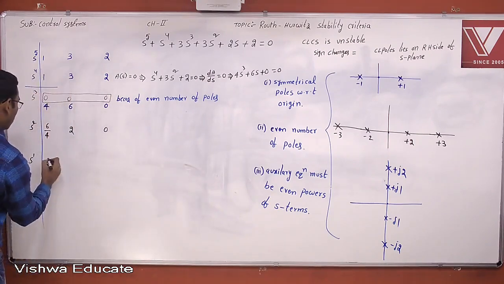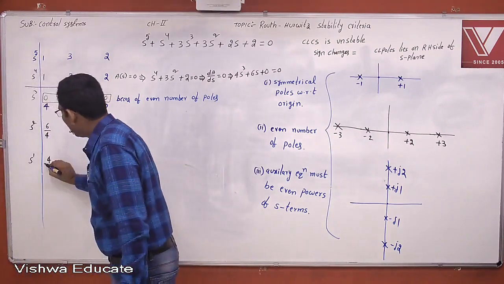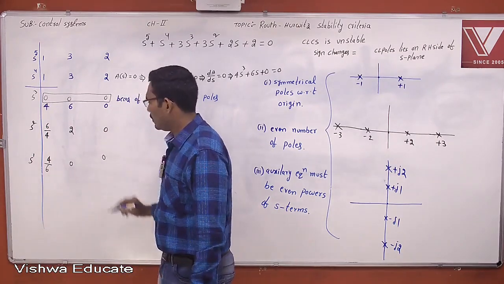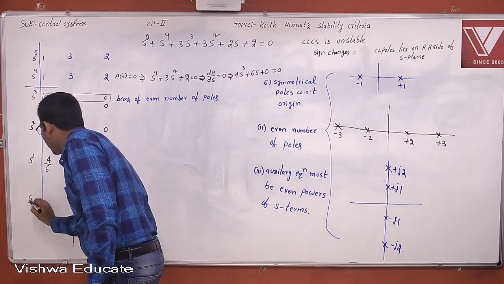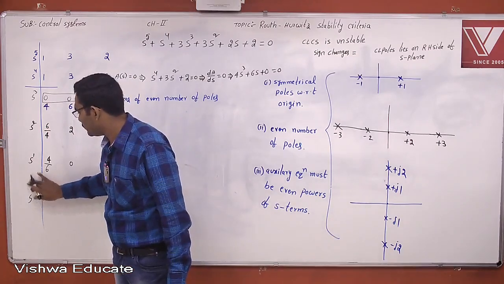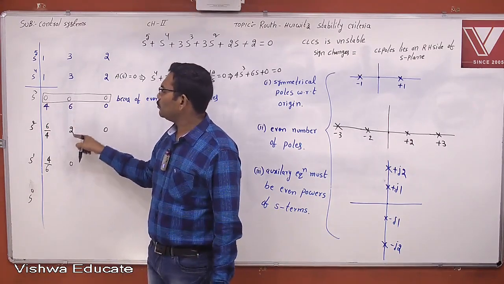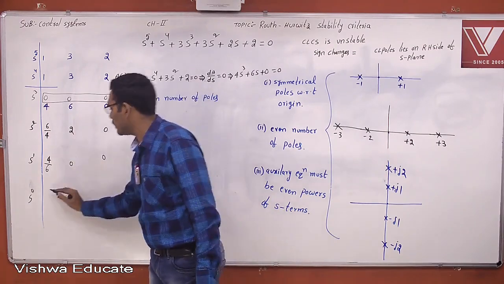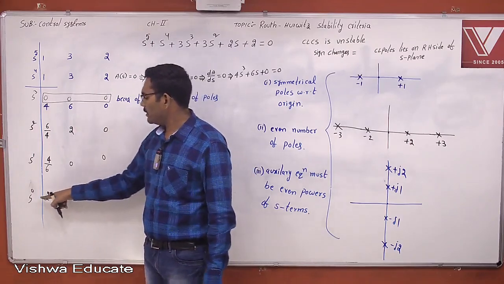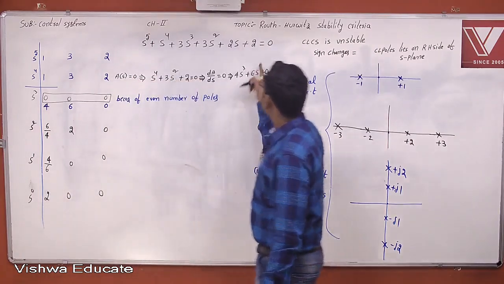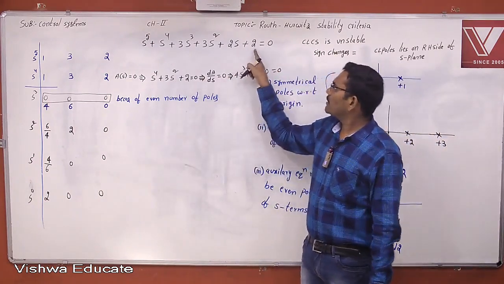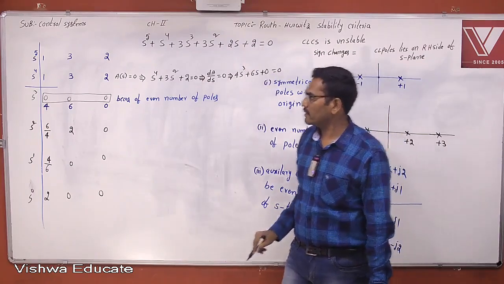You know the same procedure, okay? This is 4 by 6. Now this is 0. Now s power 0: x into 2, 2x minus 0 by x. Therefore this is nothing but 2. Now, you already know that the last row first element must be a constant in the characteristic equation.